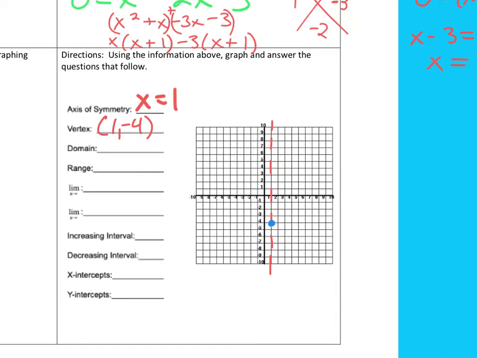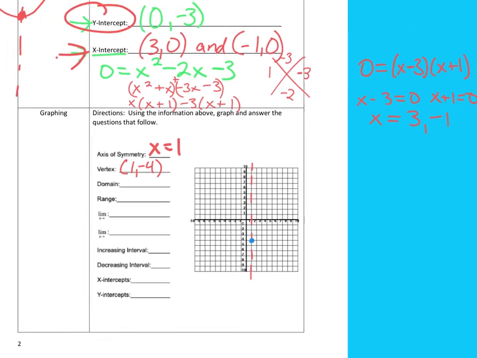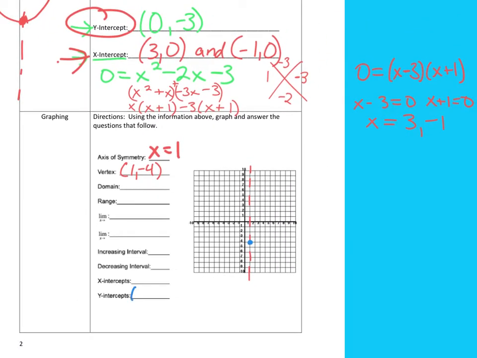Since I've already solved for my x and y intercepts, I'm going to go ahead and plot those points because I know that those are also going to be on this U. So my y-intercept I said was (0, -3), which is going to be right here. And then I had 2 x-intercepts this time. You won't always have 2. Sometimes it'll only cross it once. Sometimes it won't cross it at all. But this time we have 2. So (3, 0) and (-1, 0).